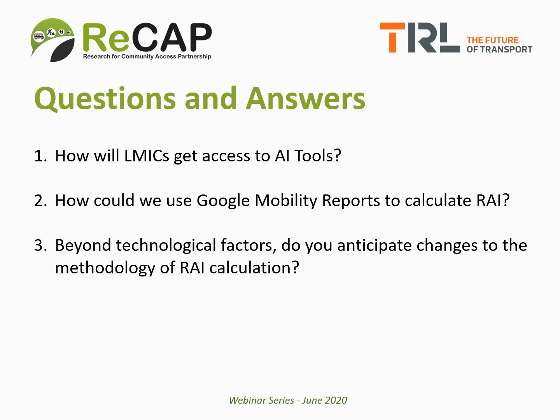Question 2. How could we use Google mobility reports to calculate RAI? One possible way is that big data analytics could identify significant drop-offs in mobility at certain times of year in certain places, which could be an indication that some roads are not all season. This would need further research before it could be proven to be reliable.